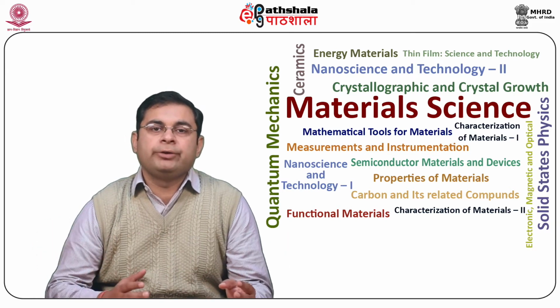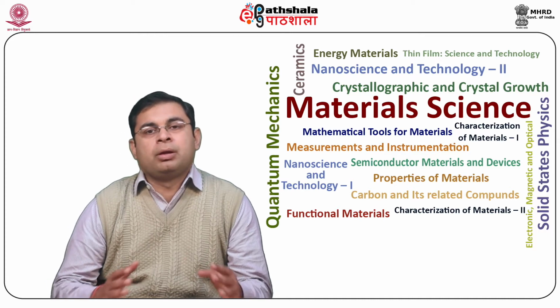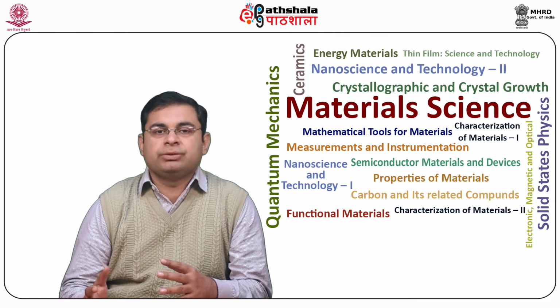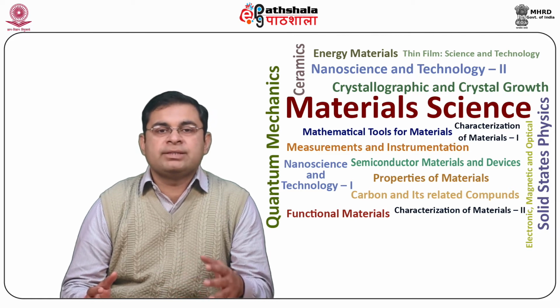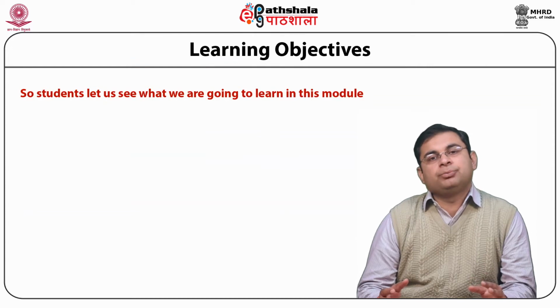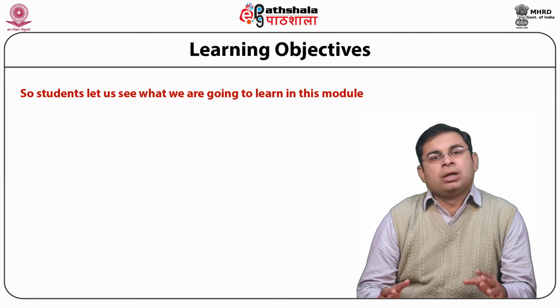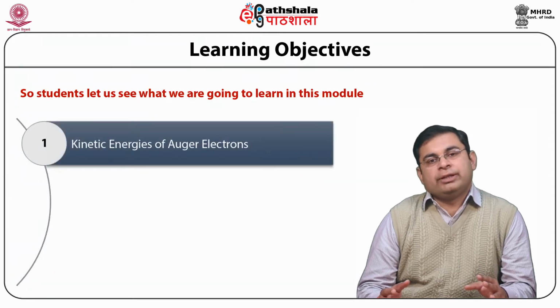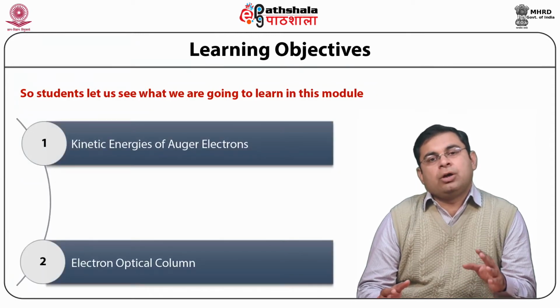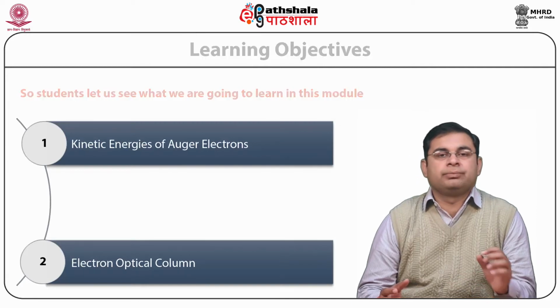Today we are going to talk on the module Auger Electron Spectroscopy, Principles and Instrumentation, under the paper Characterization of Materials. After completing this module, a student will be able to understand instrumentation, kinetic energies of electrons, and electron optical columns associated with this spectroscopy technique.